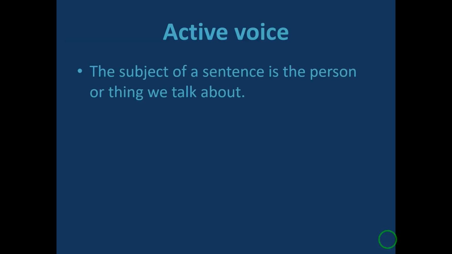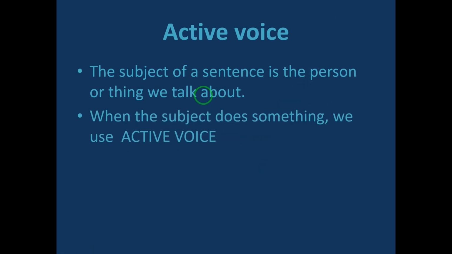So, in active voice, we have a subject: someone has done something, or someone is going to do something. The subject of the sentence is the person or the thing we talk about. When the subject does something, we use active voice. For example, if the doer is clear, if we know someone or something has done something, we use active voice because the doer is identified.